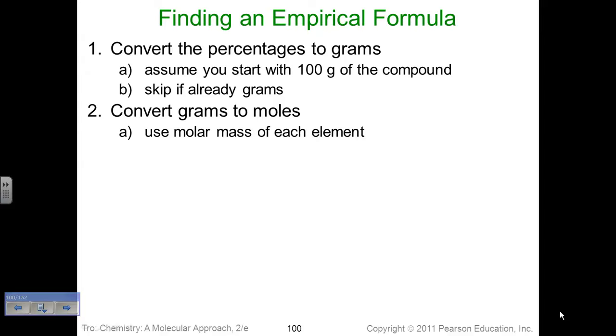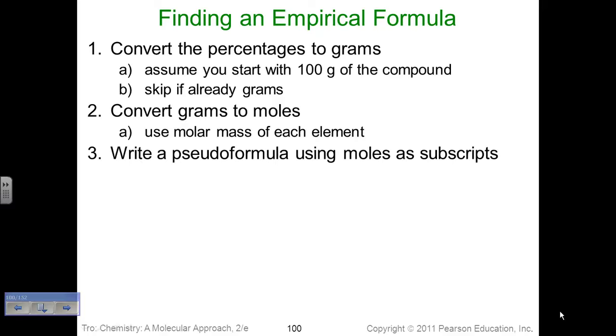Step 2, once we know the percentages converted to grams, we do a mole map problem and we convert grams to moles. See, subscripts are mole ratios, not grams, but mole ratios. Percentages are by mass, subscripts are by moles. So we do a mole map problem and we convert our mass into moles by using the atomic weights. We write a pseudo formula using moles as subscripts, and I say pseudo because these are going to typically be decimals. They are not going to come out as whole numbers, and we know that subscripts must come out as whole number ratios.